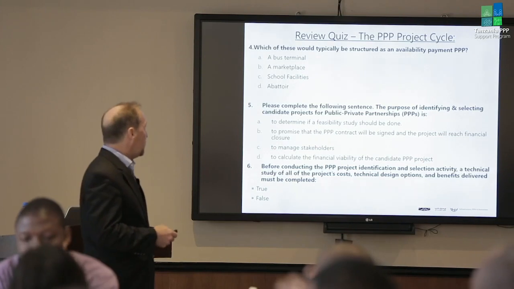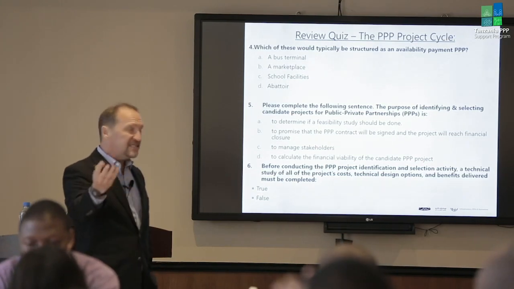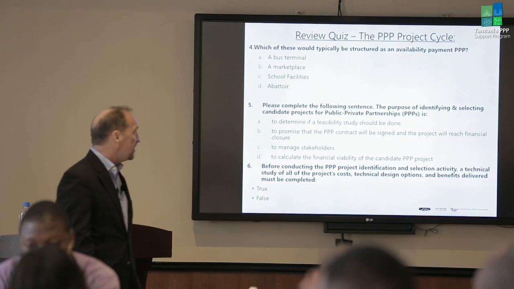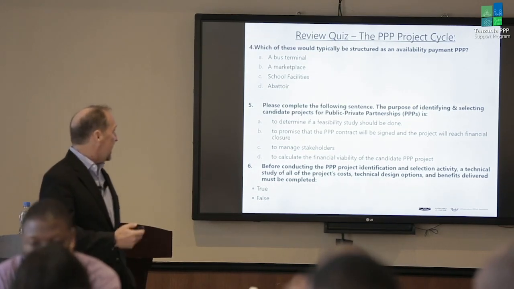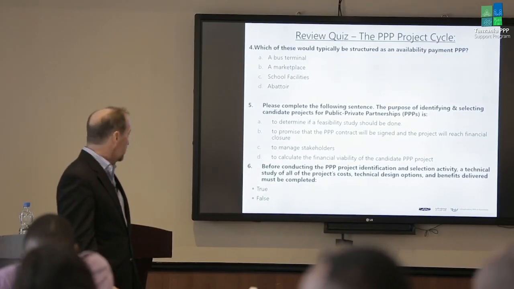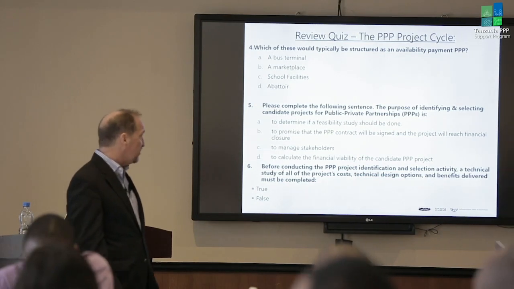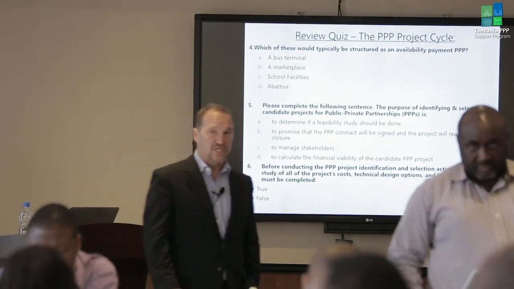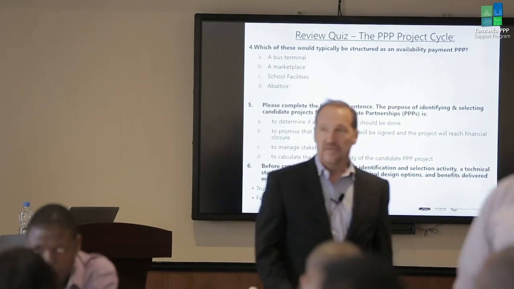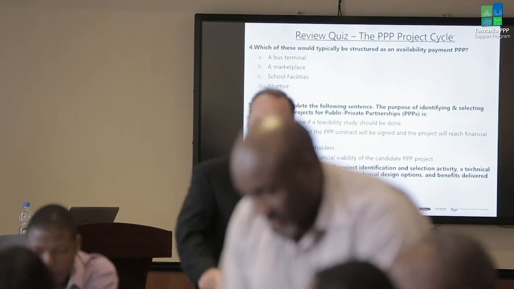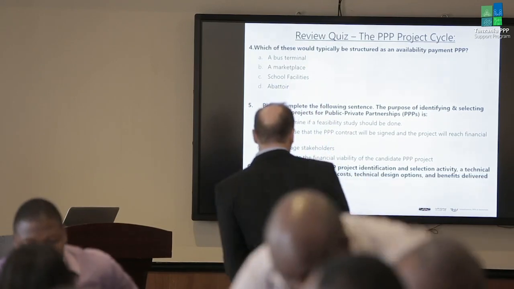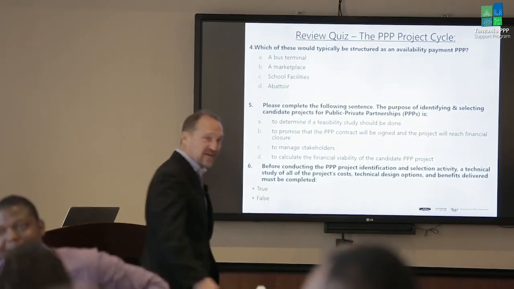Okay, number 5. Please complete the following sentence. The purpose of identifying and selecting candidate PPPs is A, to determine if a feasibility study should be done. B, to promise that the PPP contract will be signed and the project will reach financial closure. C, to manage stakeholders. Or D, to calculate the financial viability of the candidate PPP project. A. Correct. Wow, you're batting 5 for 5.